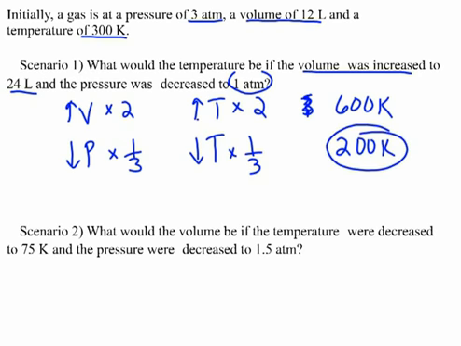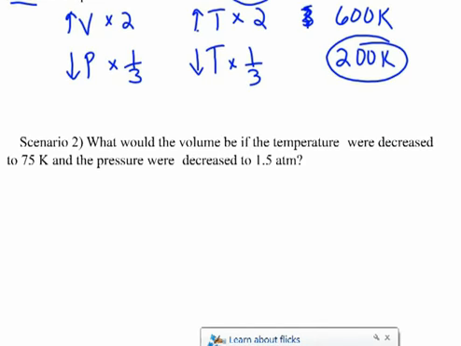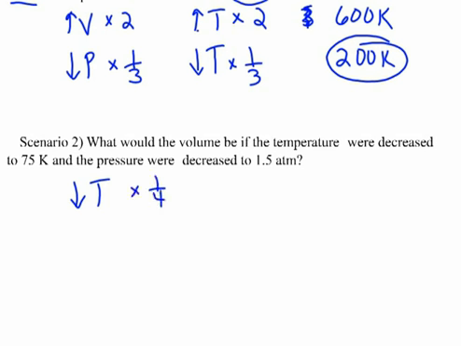So let's take a look at the second scenario, see if we can work through this one. What would the volume be if the temperature was decreased to 75 Kelvin and the pressure were decreased to 1.5 atmospheres? So let's take a look at that. First thing that's changing is the temperature. The temperature is decreasing down to 75 Kelvin. Originally the temperature was at 300 Kelvin, going back to the very initial conditions, 300 Kelvin down to 75 Kelvin. That's decreasing by a factor of 4. Okay, so the temperature went down by a factor of 4. So what would that do to the volume?